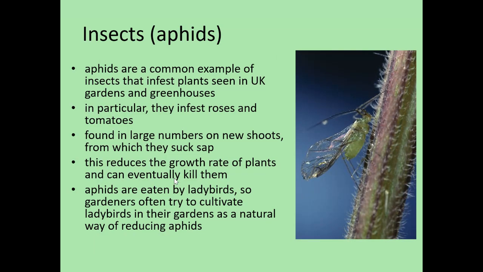Right, the last one is caused by insects, specifically aphids. So an aphid, a bit of a weird word, aphids, are tiny but not microscopic insects. They're usually green, and they've got some wings. Aphids are common examples of insects that infect plants, seen in UK gardens and greenhouses. In particular, they infest roses and tomatoes. They're found in large numbers on new shoots from which they suck sap.